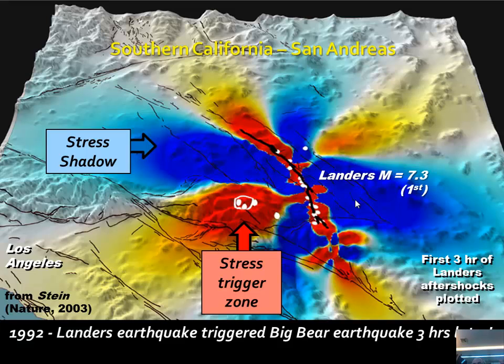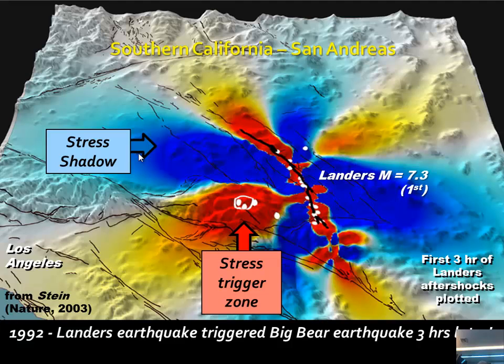So here's just another view. This is a 3D view of the same thing and a little bit more of the terminology. So this is that same Landers earthquake with the aftershocks, the first 3 hours. And so the thing is, you can see that most of the aftershocks are in the red. And the blue is what we call stress shadow. So it's pulled the stress down.